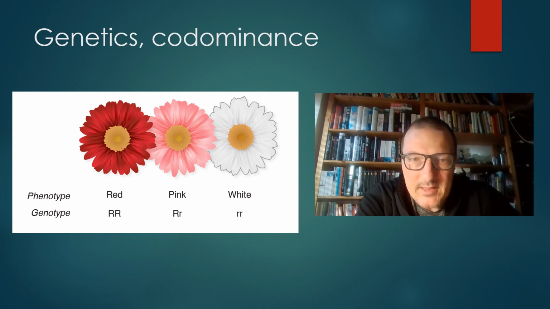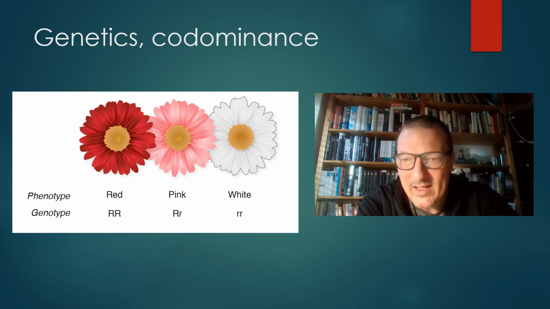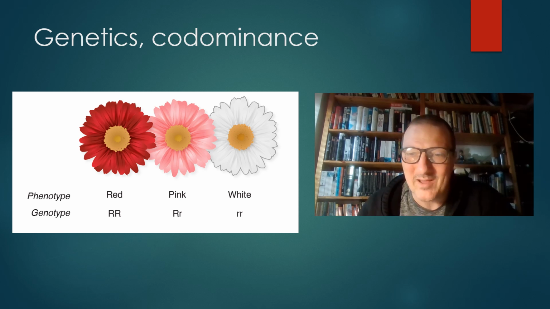Another option is what's called codominance, where both the alleles have an effect on the phenotype. In this case with flowers, if you have the big R, you'll get a very red color. And if you have the small r, you'll get white. But if you have both the big R and the small r, then they both have an effect on the phenotype. So in codominance, both of the alleles will have an effect on the phenotype. We'll see how the flower will look.